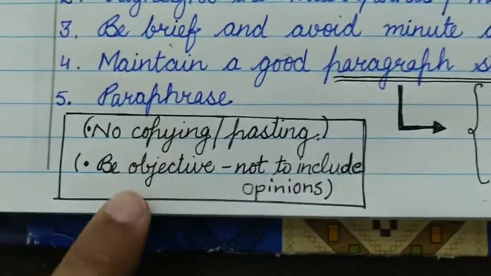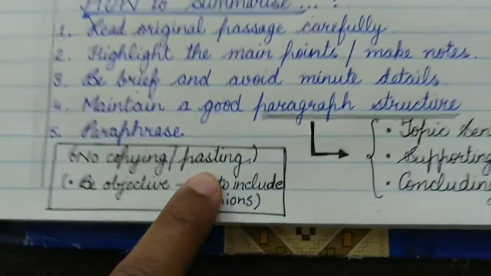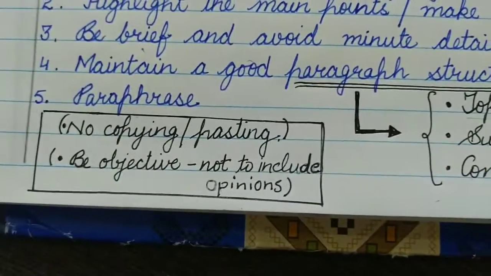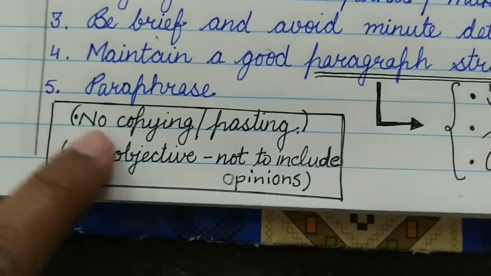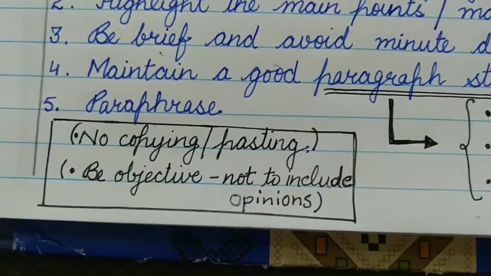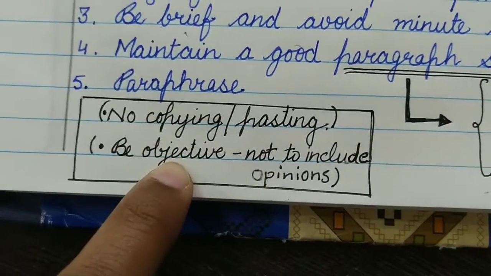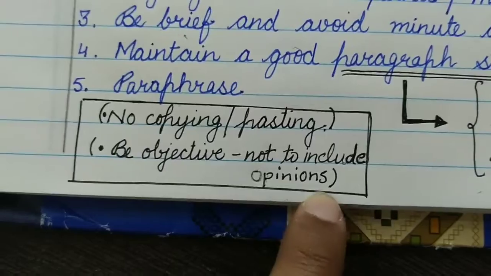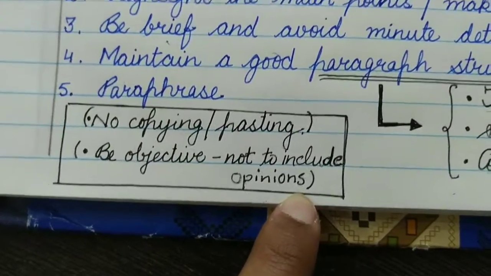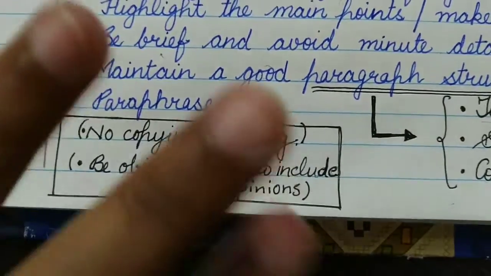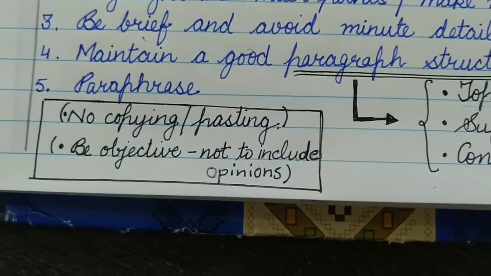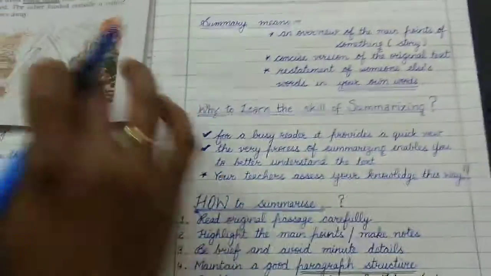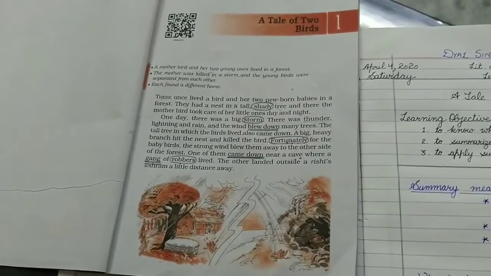So the last point is paraphrase. Paraphrase again is this: no copying or pasting of the text of the original one. You have to reproduce the whole thing in your own words. You need to be objective as well. That means you are not supposed to make your opinions enter into it, right? So you just have to reproduce the whole original text into your own words.